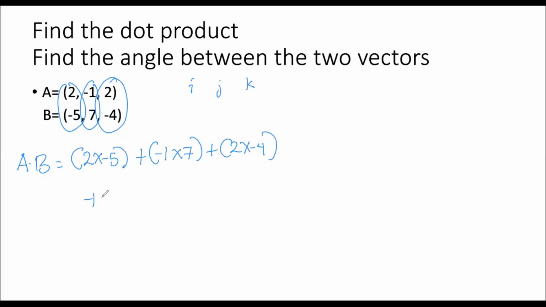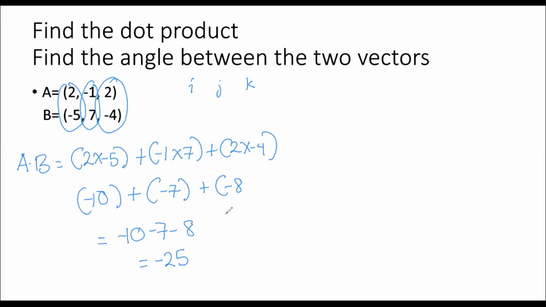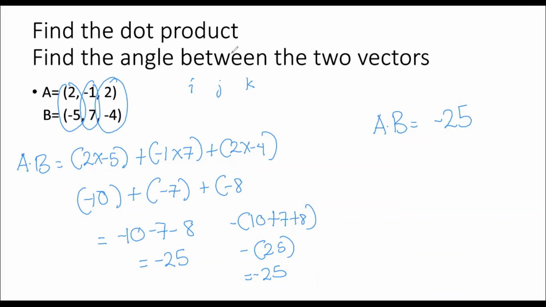So we have minus 10. Let's put everything in brackets. Plus minus 7 plus minus 8. So we open the bracket, we have minus 10, minus 7, minus 8, which will give us minus 25. Or we can say the same thing as minus 10 plus 7 plus 8, which is minus 25. Open the bracket, it's still minus 25. So we've established that A dot B here is minus 25. So let's put that in red.